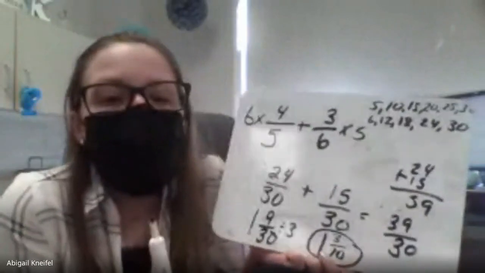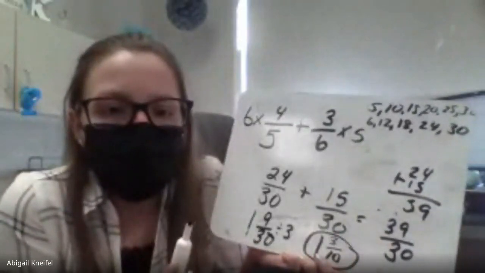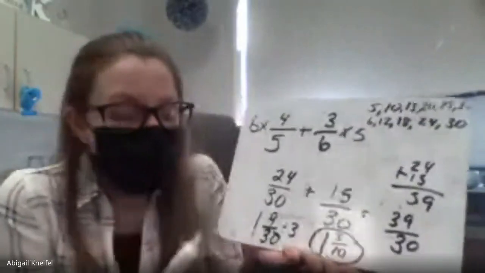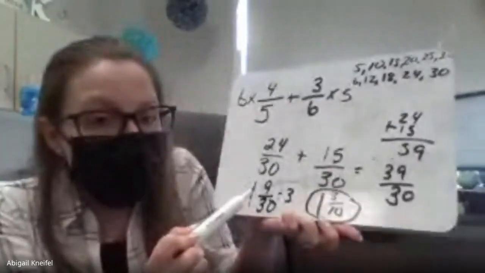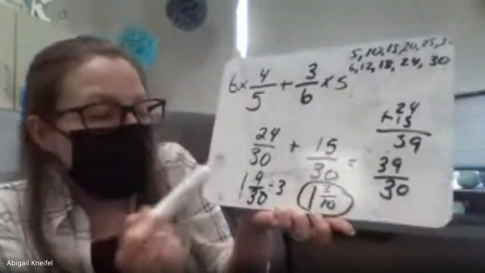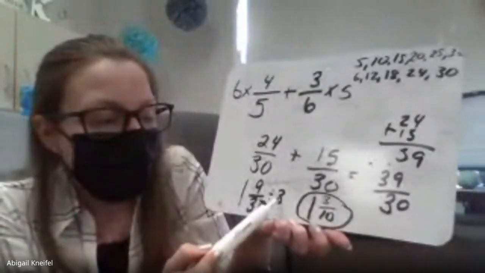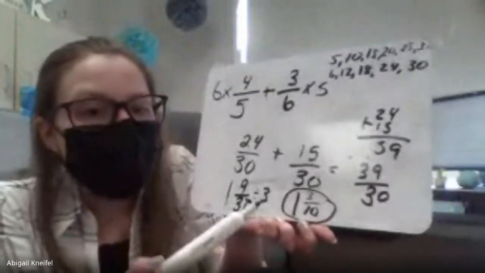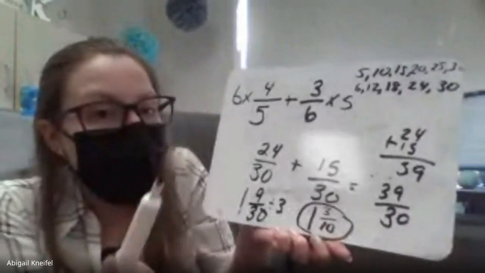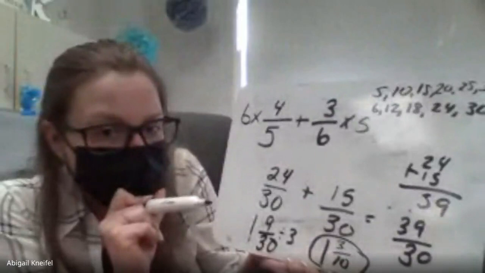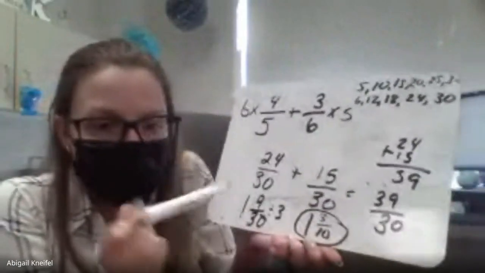Okay, so how can I help you, Landon? Because I just explained it again. All we did was simplify. We can simplify 9 and 30 by 3. 9 divided by 3 is 3. 30 divided by 3 is 10. That is how I got 10, because 3 can go into 30 10 times. All we're doing there is simplifying.